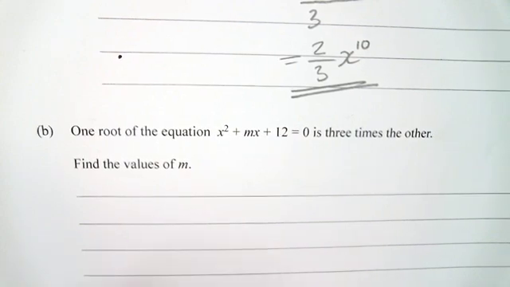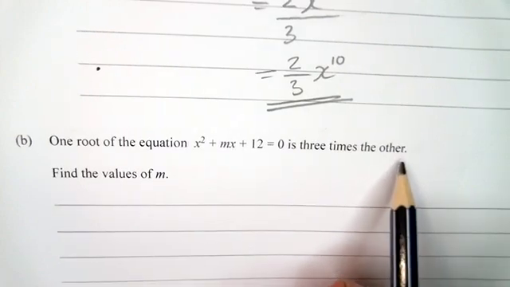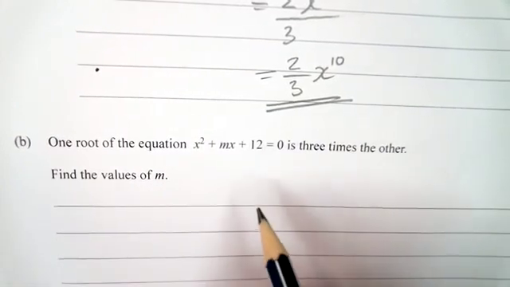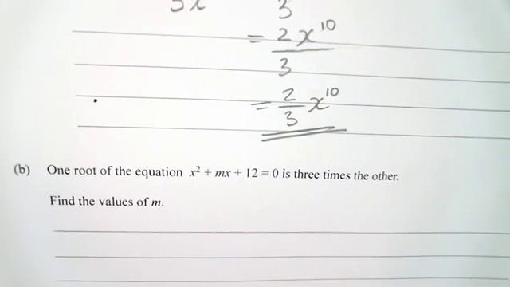All right, question 1b. It says one root of the equation is 3 times the other. Find the values of m. Now, just looking at this, you can actually do a bit of guess and check. Unfortunately, guess and check is generally not a valid way of doing this, although it could be.